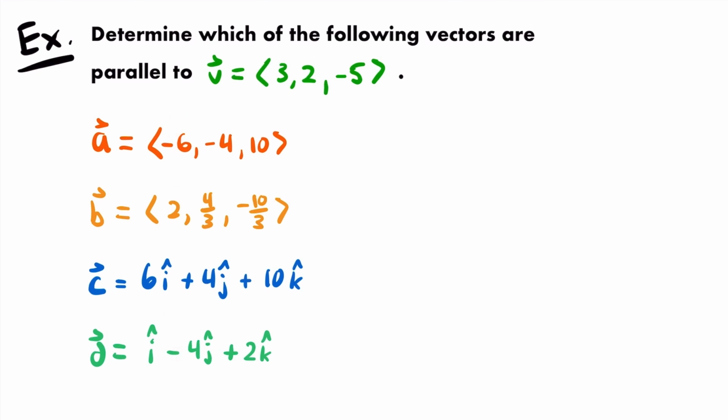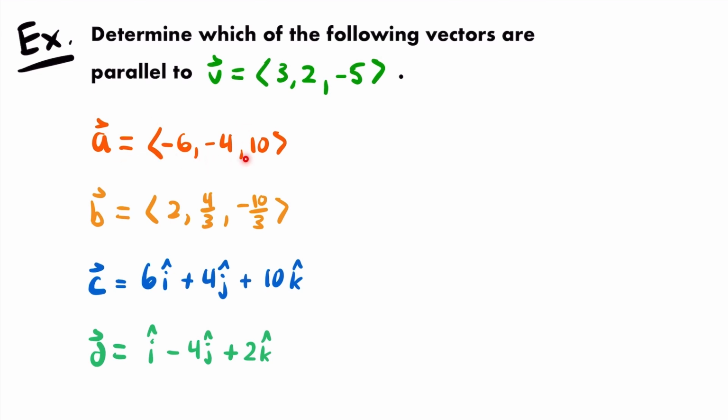So for these four vectors, vector A, vector B, vector C, and vector D, what we want to do to determine if they are parallel to vector v is see if we can pull out some scalar multiple out of each of those components such that we will have a scalar multiple multiplied by vector v. All right, and so let me show you what I mean. Let's start with vector A here.